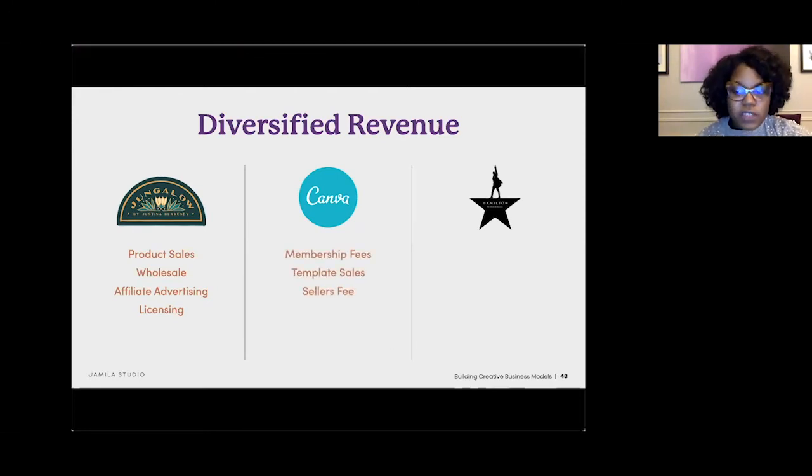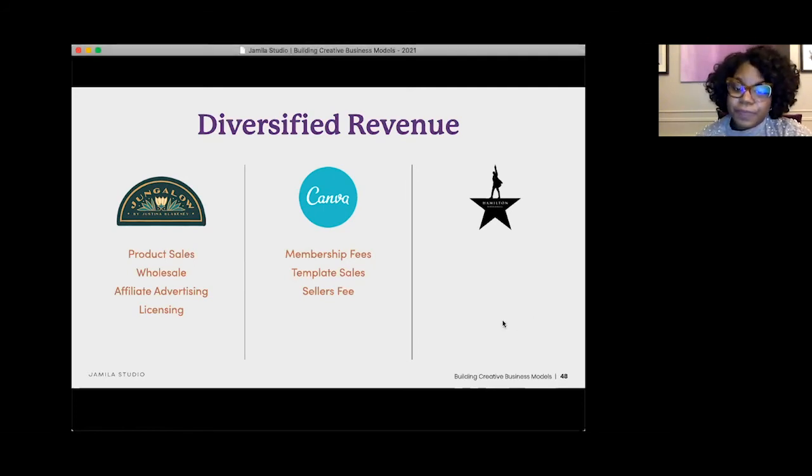So Canva, we mentioned there's membership fees, there's template sales, so you can specifically go and buy templates from Canva, but they also have seller fees. So let's say that you create templates and you want to sell them through Canva. If you do that, Canva just takes a percentage of the profit that they make from your fee, and they give that to you.